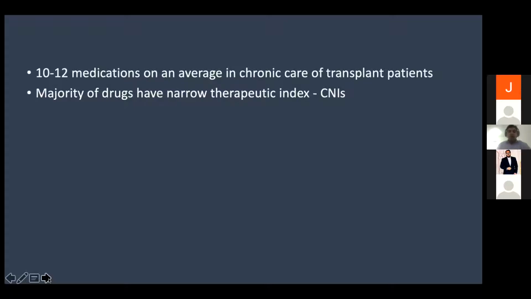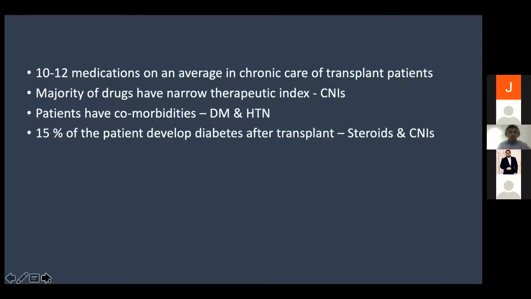And also the most obvious side effect with tacrolimus is tremors. So the patient will not be comfortable taking that, and that is a life-saving medication in transplant patients. Patients also have comorbidities, diabetes mellitus and hypertension, so they will be taking pre-existing medications. And among all, 15% of patients develop diabetes after transplant, which is secondary to steroids and CNIs.